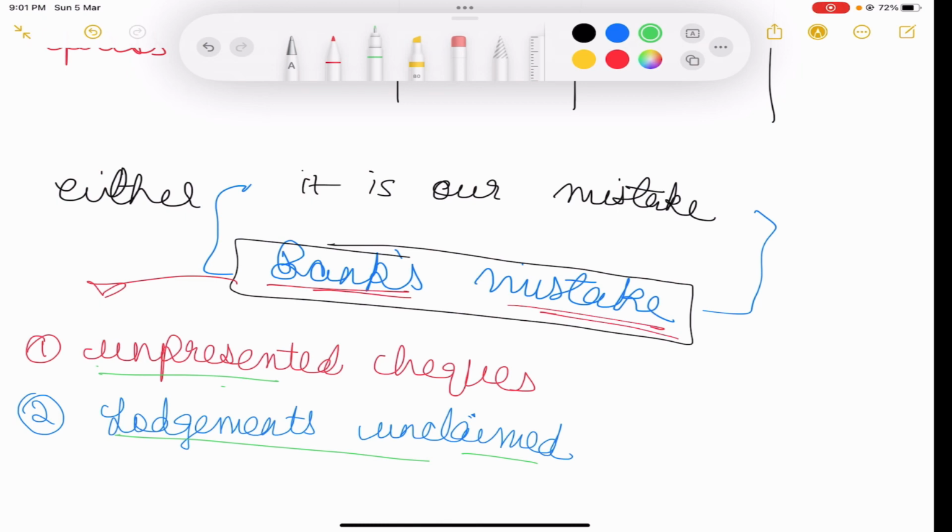I haven't claimed it in my bank yet because the bank hasn't put it in my account yet. Again, that is the bank's fault. That is not my mistake, right? So these are the two things which we also studied in the previous part.